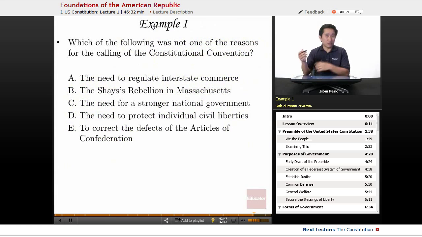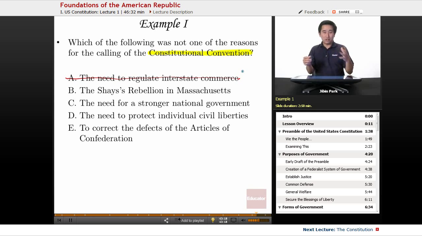So example number 1. Let's go over some review questions here. Which of the following was not one of the reasons for the calling of the Constitutional Convention? So what were some of the reasons why the Constitutional Convention was called? If it was a reason, then we can cross it out. Okay, so make sure you're able to follow along here. Was there a need to regulate interstate commerce? Absolutely. There's definitely a need to regulate interstate commerce.